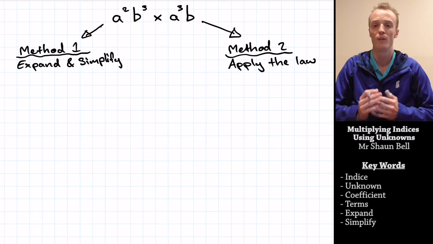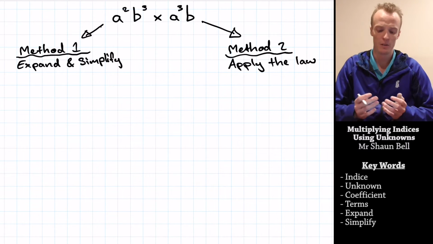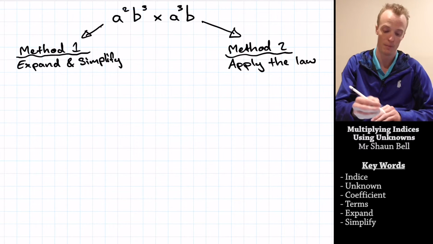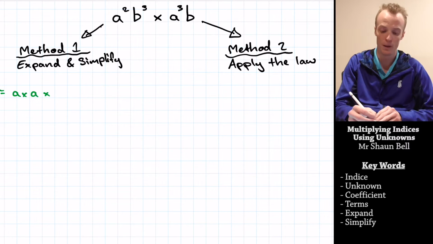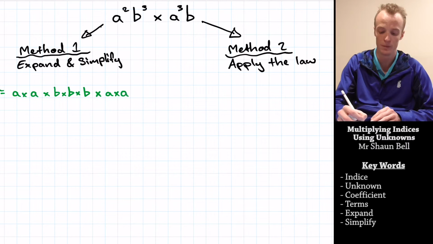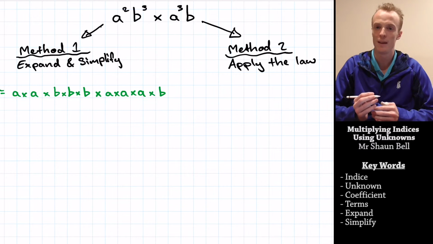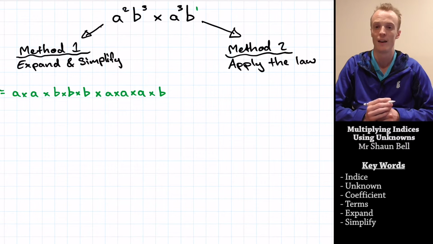What if I have more than one unknown? So here I've got a to the power of 2 multiplied by b to the power of 3 times by a to the power of 3 multiplied by b. Well, let's start by expanding and simplifying this problem. This is going to be equal to a times itself twice, multiplied by b times itself 3 times, all multiplied by a times itself 3 times, multiplied by b. Now it's important to remember here that b is actually to the first power, but because it's to the first power, we don't actually write that down.